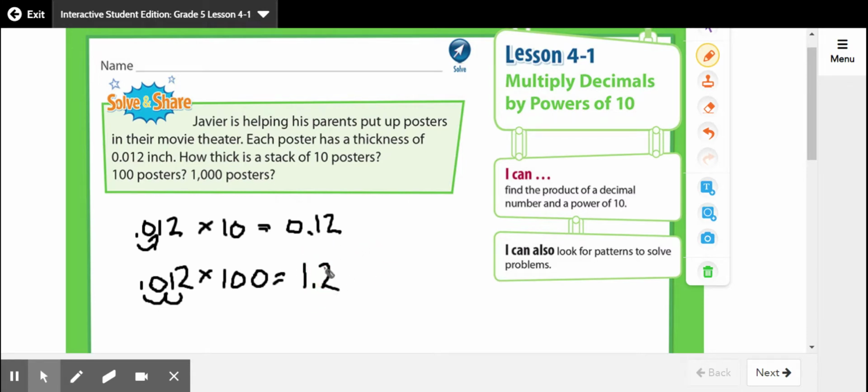And actually 1.2 is larger than 0.12 because this isn't even an inch. 0.12 is not an inch. So 1.2 is a little over an inch. Okay, so if I had 1,000 posters, do you think it's going to be greater than 1.2? I had 1.2 inches when there were 100 posters stacked up. So if I had 1,000 posters stacked up, I'm guessing it's going to be even bigger, an even taller pile.